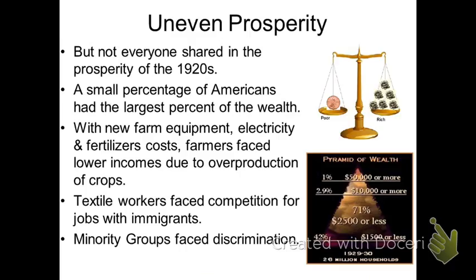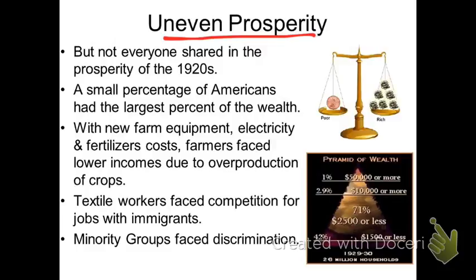All right, let's go to our next slide, uneven prosperity. The concept of uneven prosperity, and we have a couple illustrations here. We're not going to look at them in great depth. The pyramid of wealth at the bottom: the top 1%, $50,000 or more, the top 2.9%, $10,000 or more, 71%, again, $2,500 or less.